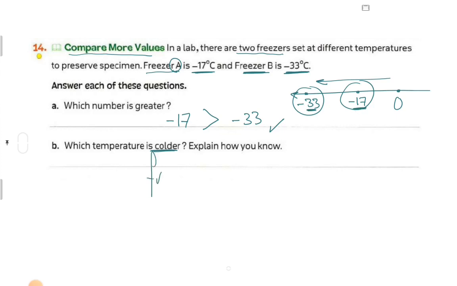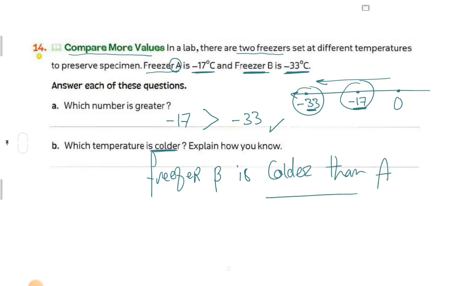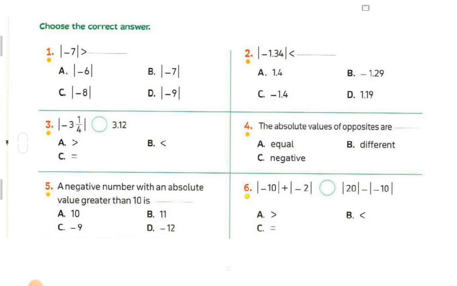So freezer B is colder than freezer A. Okay, next. Choose the correct answer. Point 1, absolute value of negative 7 greater than what? First, solve this. Absolute value of negative 7 just equals 7. 7 greater than what? Absolute value of negative 6 equals 6. Is 7 greater than 6? Yes. So A is correct.